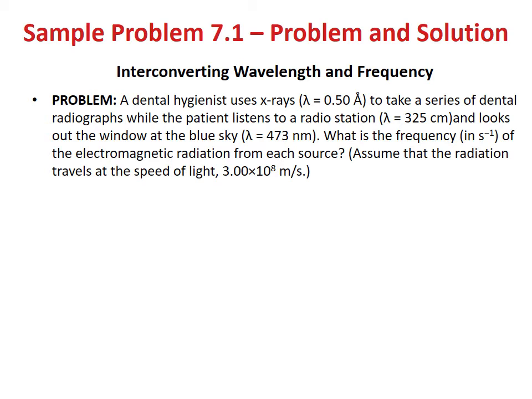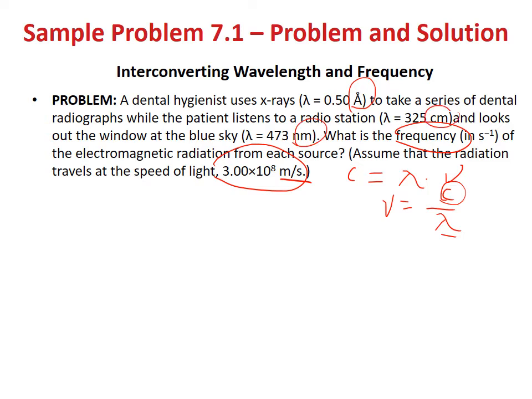To calculate the frequency, we use the equation speed of light equals wavelength times frequency. So frequency should be speed of light divided by wavelength. Now speed of light is a constant, which is 3 times 10 to the 8th power, and the unit is meter per second. So the wavelength must also be in meters. As the first step, we need to convert angstrom, centimeter, and nanometer to meters, and then plug into this equation to calculate the frequency.